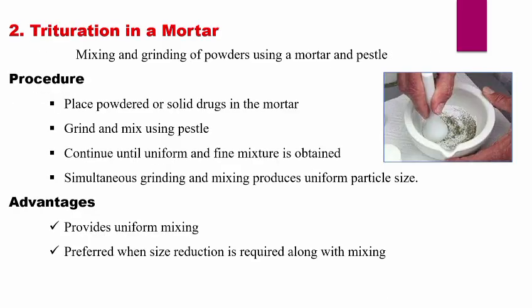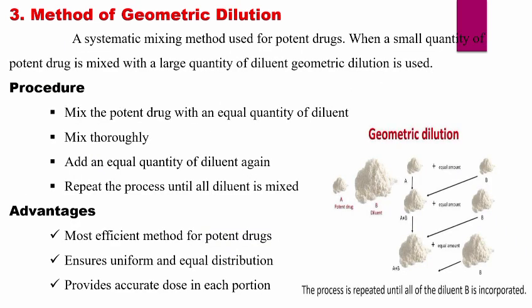Next one is trituration in a mortar. It is mixing and grinding of powders using the mortar and pestle. For that, we have to place the powder or the solid drug in a mortar and grind and mix using the pestle. We have to continue the process until we get a uniform and fine mixture of powders. The advantages of this method are that it provides uniform mixing and it also gives size reduction.